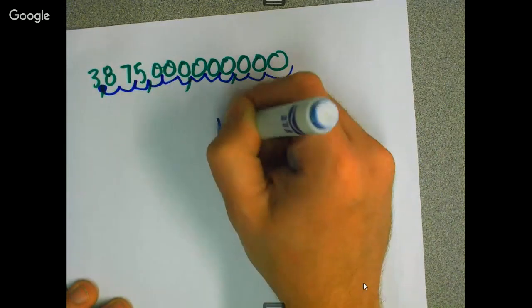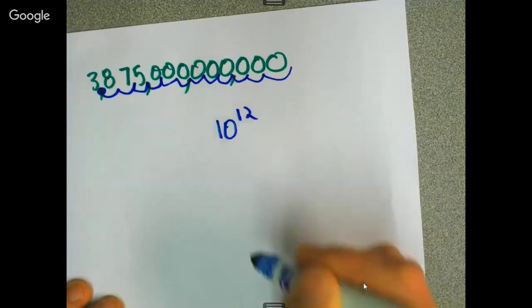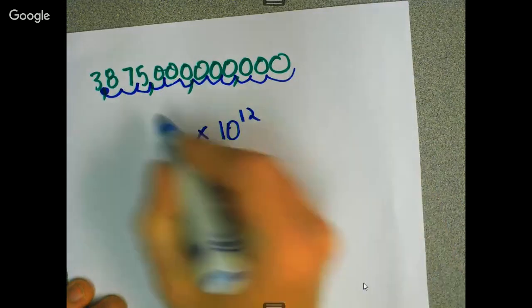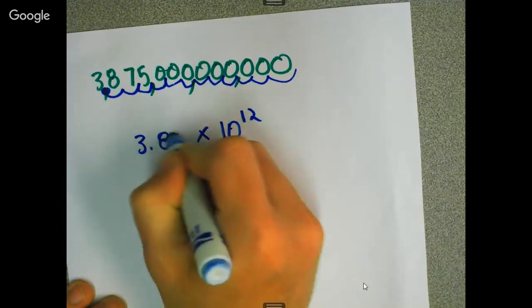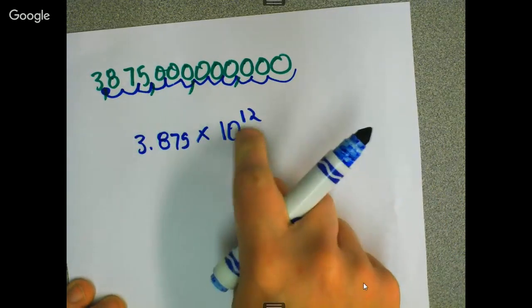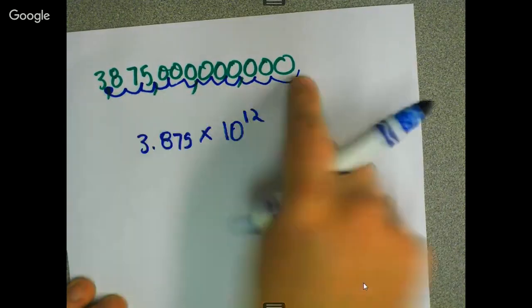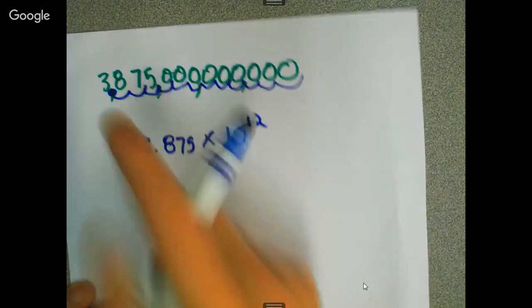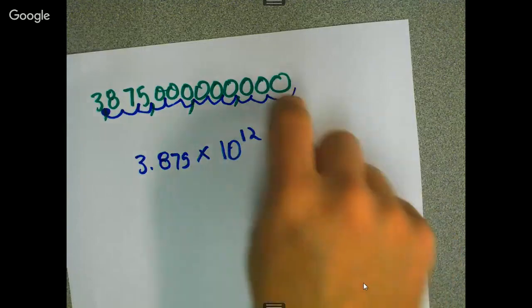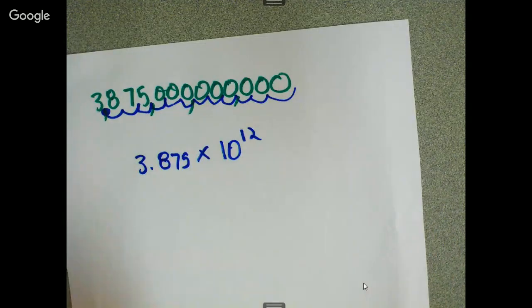So that means I have 10 to the 12th times 3.875. This exponent is positive because it was a really big number. Okay, remember, power of 10 just moves your decimal left or right.